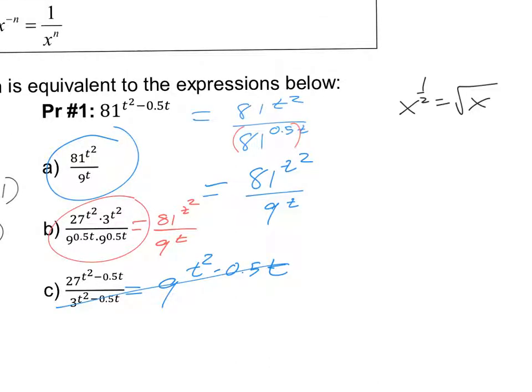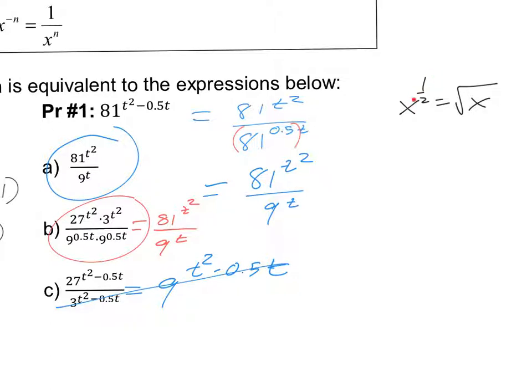Okay, so the first thing I saw when I was looking at this is this little minus sign. And to me, that tells me that I can divide. So I went ahead and wrote this as 81t squared divided by 81 to the 0.5t. Then I saw that that 0.5, I could kind of think of that as in parentheses, and I could just think of that as 81 to the 0.5 or 1/2 power.